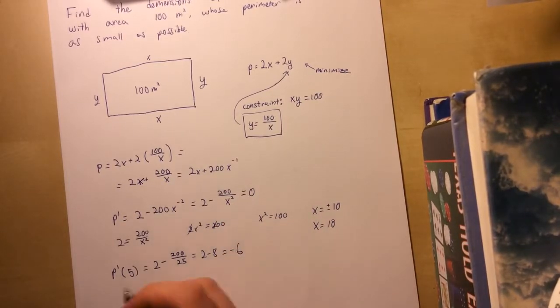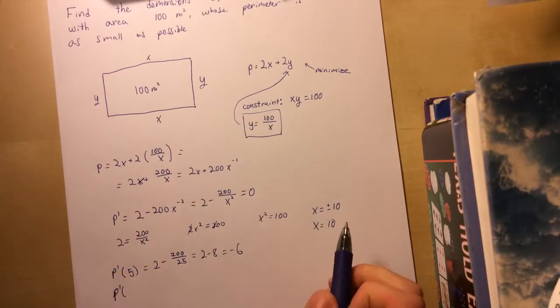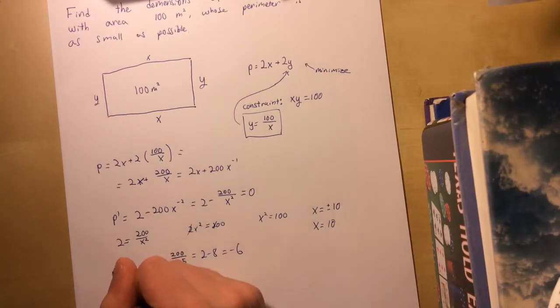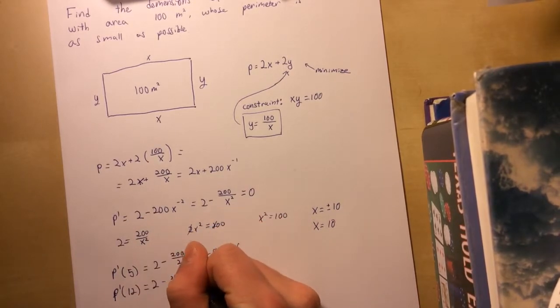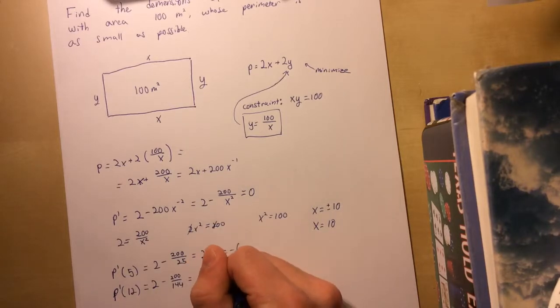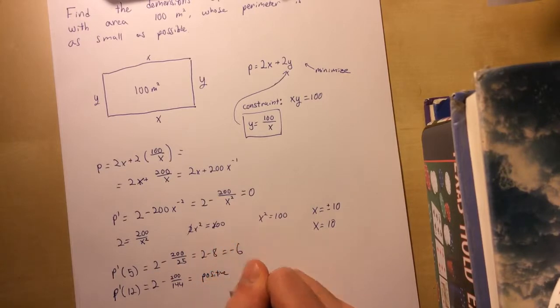And now I'm going to solve for p prime with a value that's greater than 10. So let's say 12. P prime of 12 is equal to 2 minus 200 over 12 squared, which is 144. And that's going to be equal to 2 minus some value that's going to be less than 1. So it's going to be positive. So that's all that matters.